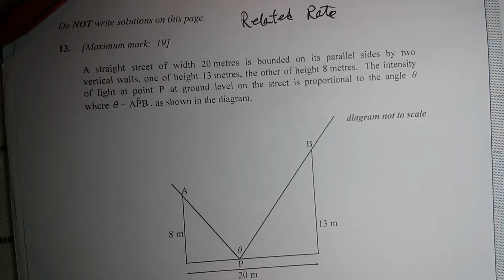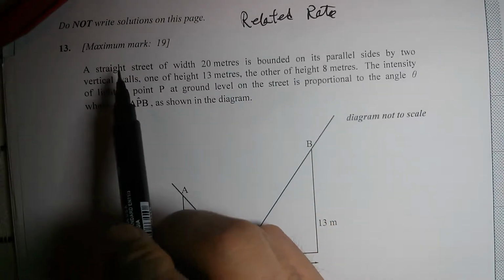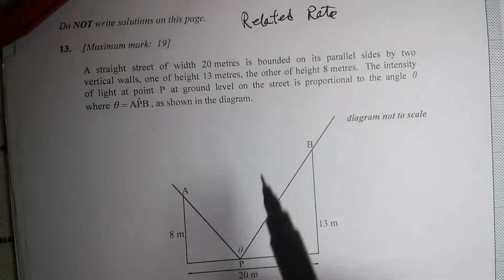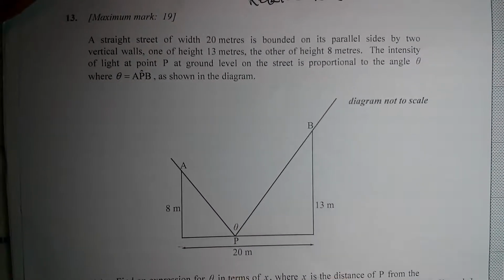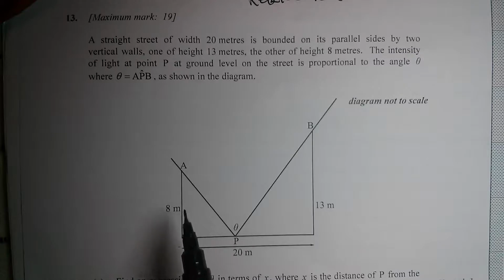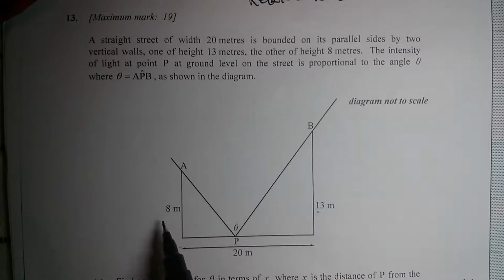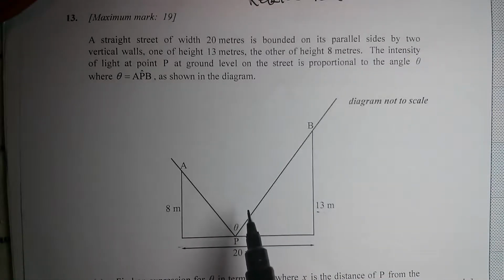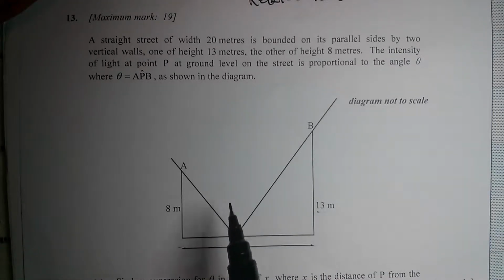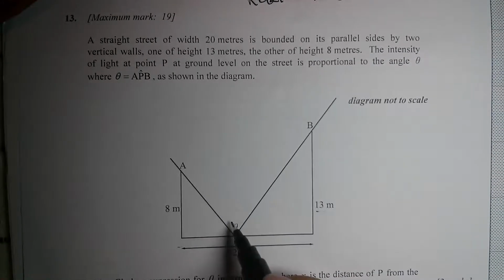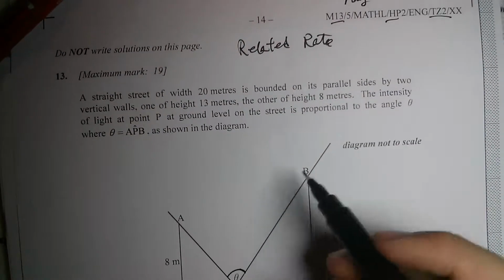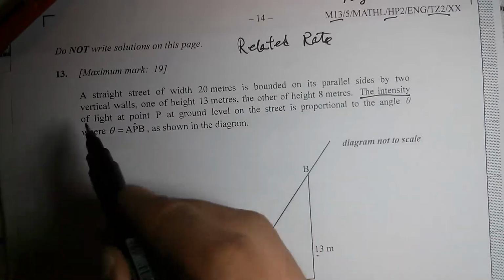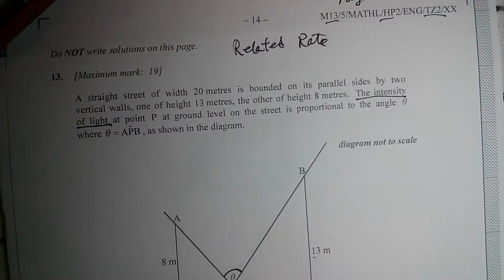So the question is like this. There's a street of width 20 meters, so this is 20. I hope you can see. Parallel sides, two vertical walls, one wall is 13, one wall is 8. The intensity of the light is proportional to the angle. This is the angle APB. So we have the intensity of the light being proportional to the angle.